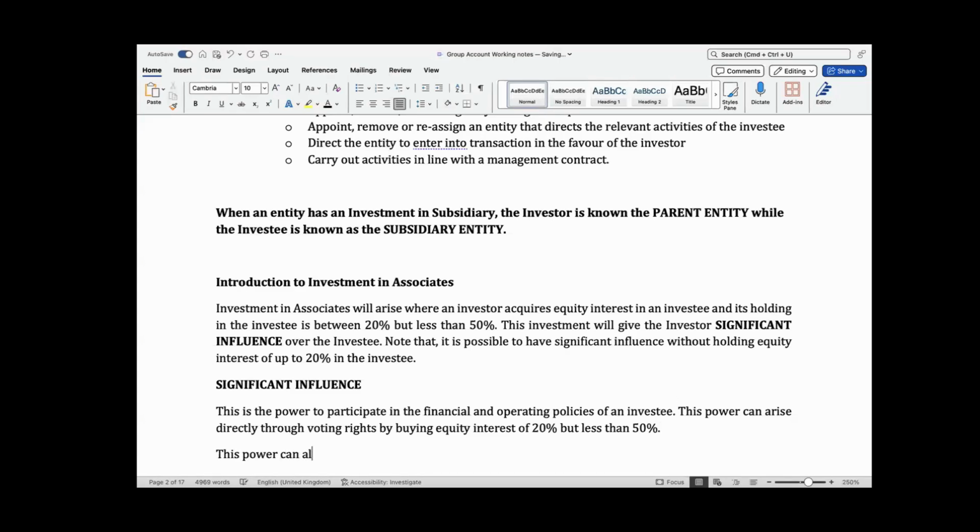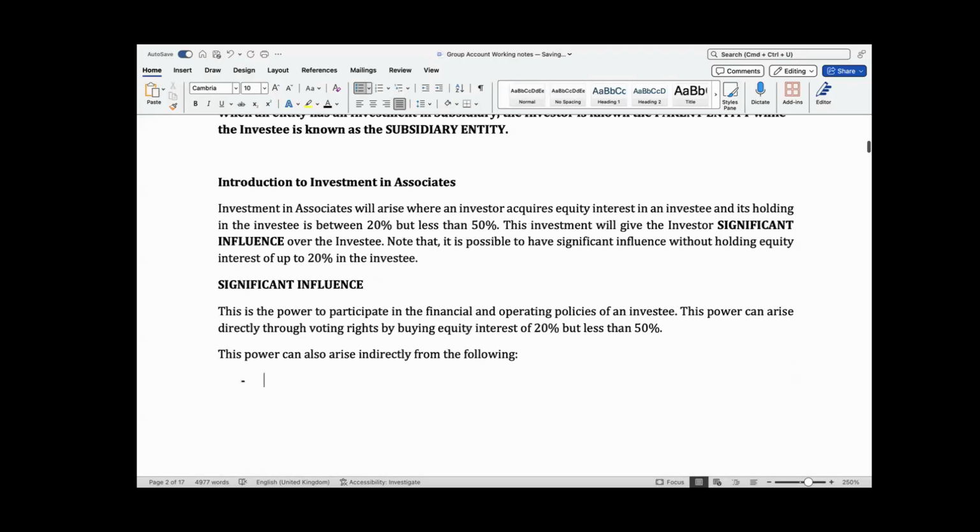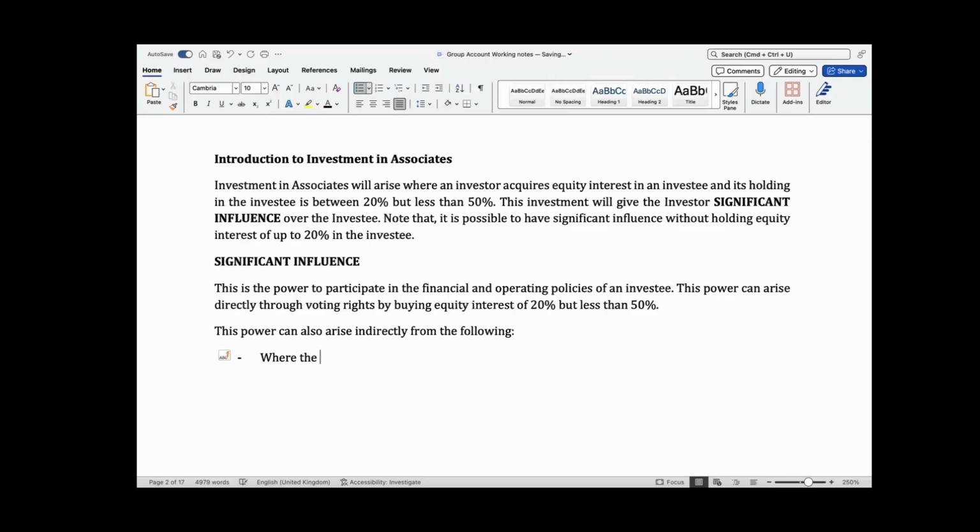This power can also arise indirectly from the following. Number one is where the investor provides essential technical information to the investee. It shows that you have significant influence when you're the one providing them the technical information they need to operate as a business. You are the one that is responsible for giving it to them. It's a show that you have significant influence.